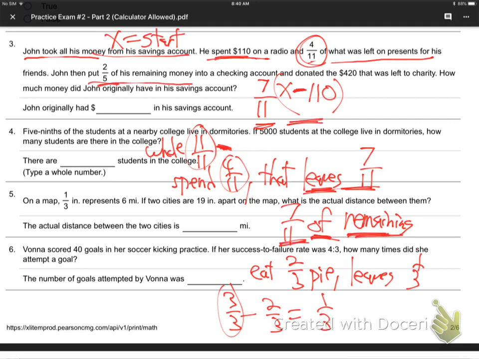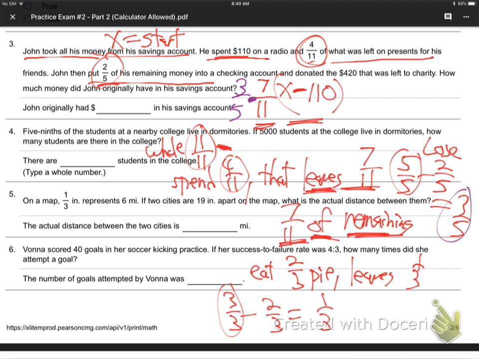Now, then he put 2/5 somewhere else. 2/5, so that means he got rid of 2/5 now. So if you get rid of 2/5, what's left? If you take 2/5 away from 5/5, one whole, that leaves 3/5. So now I'm going to put a 3/5 here. Again, times, because that leaves 3/5 of his money. He got rid of 2/5. So that leaves 3/5 times the remaining money.